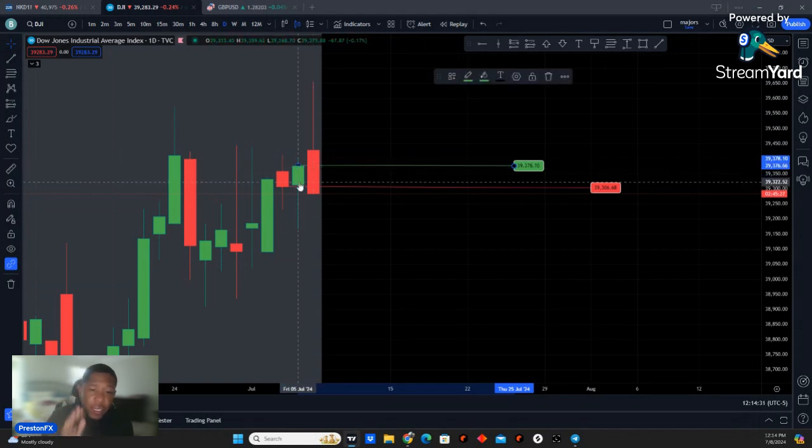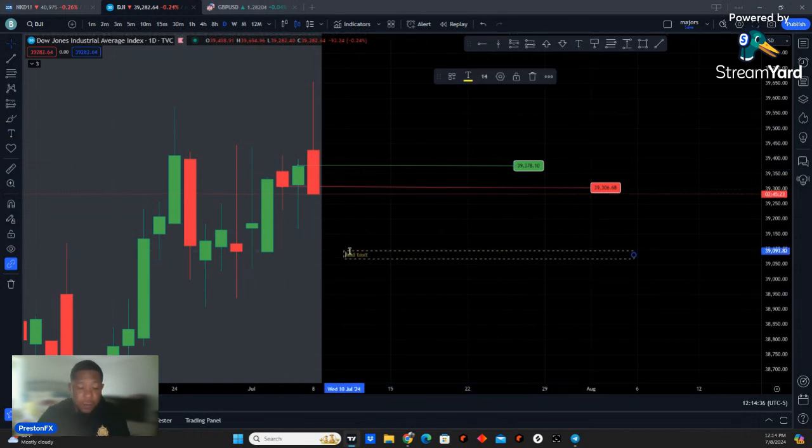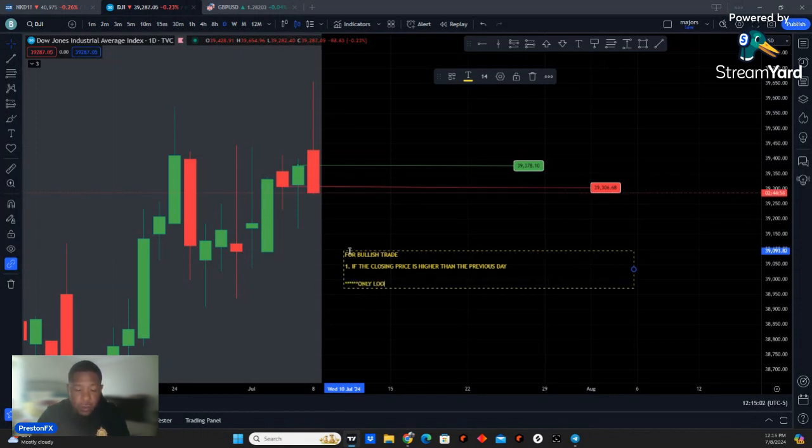Let's say for a bullish trade, if the closing price is higher than the previous day, I'll only look for bullish trades. That's it. That keeps it simple.